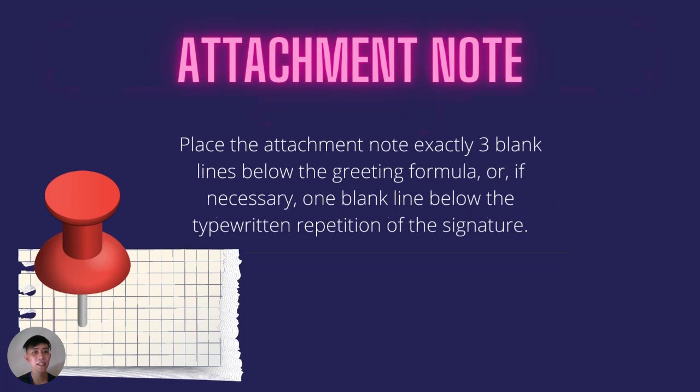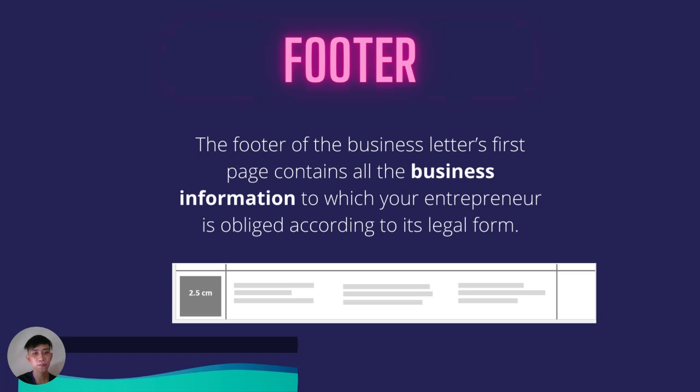The next design element is the attachment note. The attachment note goes exactly three blank lines below the greeting formula, or if necessary, one blank line below the typewritten repetition of the signature. The attachment note is introduced by the word Attachments. Use this in bold and without a colon, then list each attachment on a separate line. So an attachment note is basically something you attach to the letter that is addressed to the sender or the receiver of the letter. And the last design element is the footer.